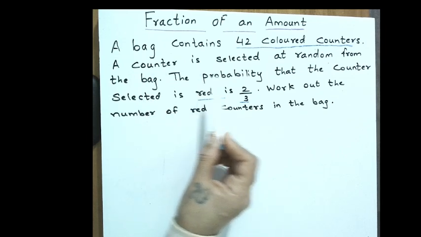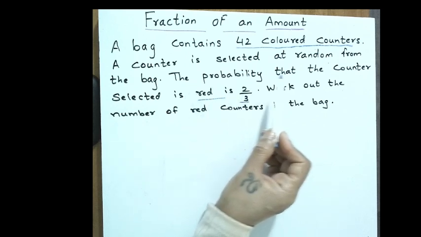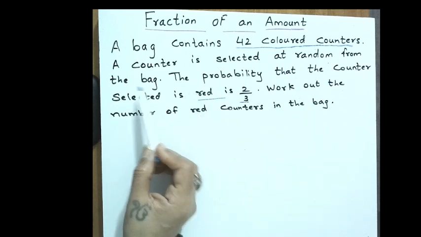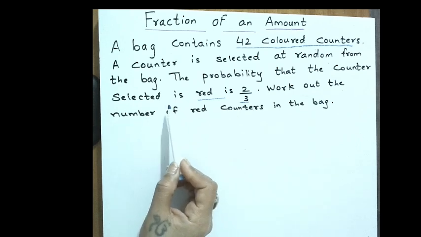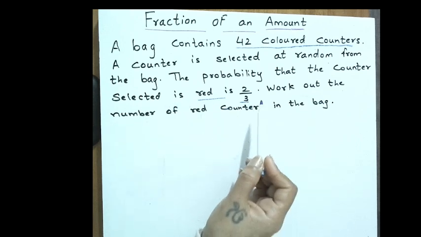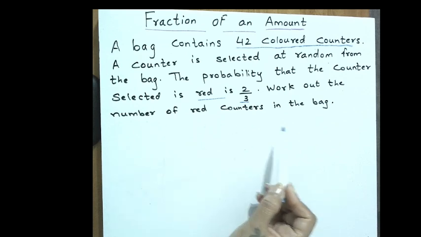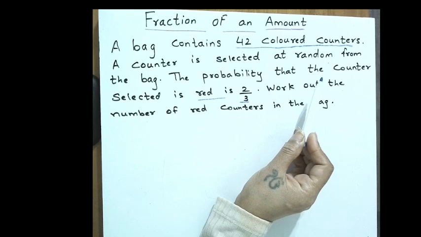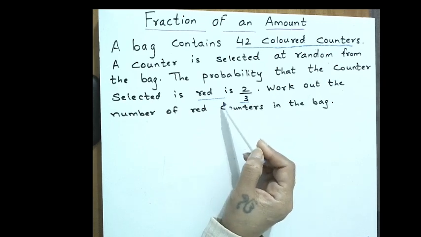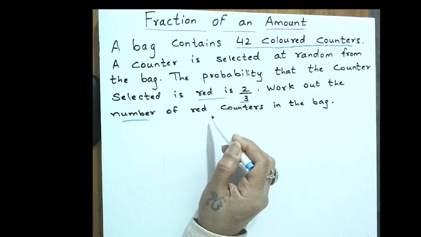A bag contains 42 color counters. A counter is selected at random from the bag. The probability that the counter selected is red is 2/3. Work out the number of red counters in the bag. The information given is 42 color counters, 2/3 are red, and we need to find out how many are red in that.